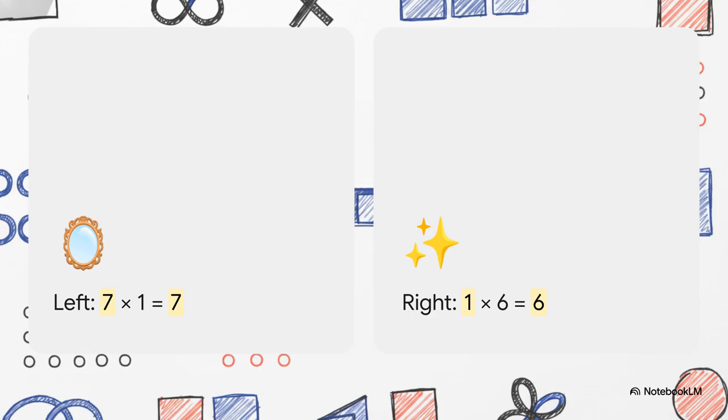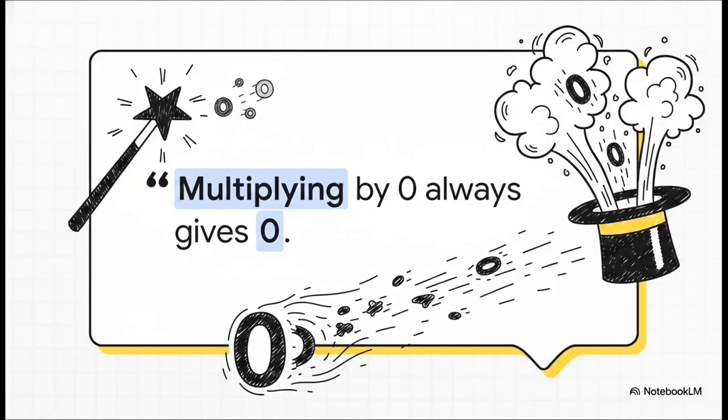And thanks to the commutative property we learned earlier, we know that friendly numbers can swap places. So it doesn't matter if the 1 comes before or after the number, the result is exactly the same. 1 times 6 equals 6. The identity is perfectly preserved. Moving on to the 0 property, which is actually my absolute favorite.